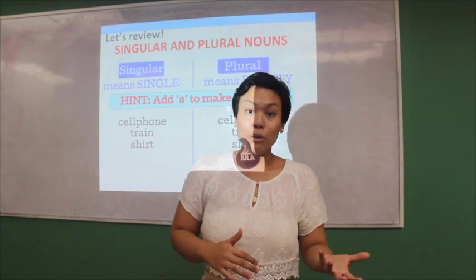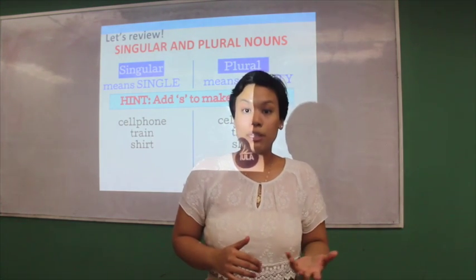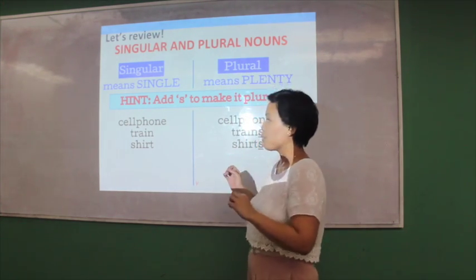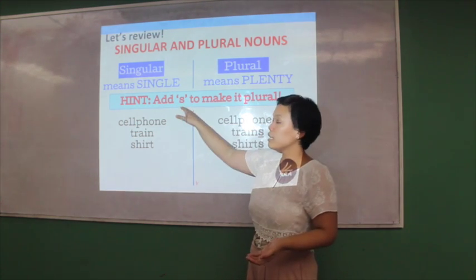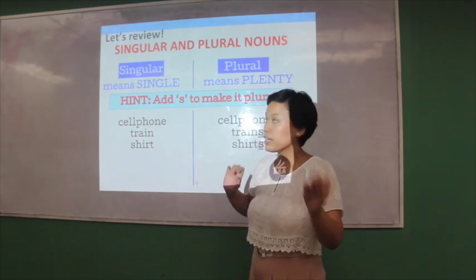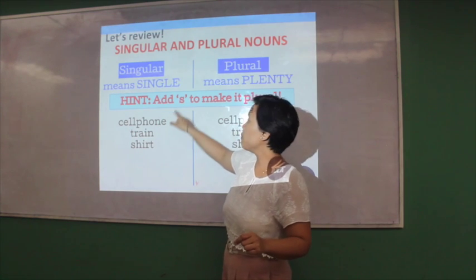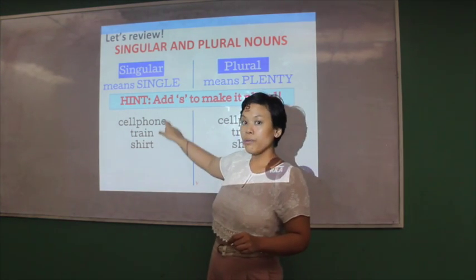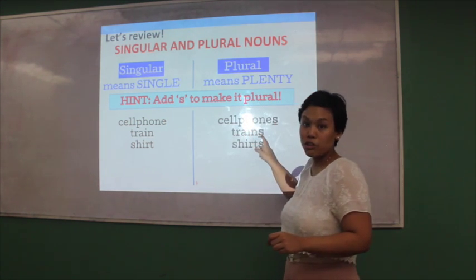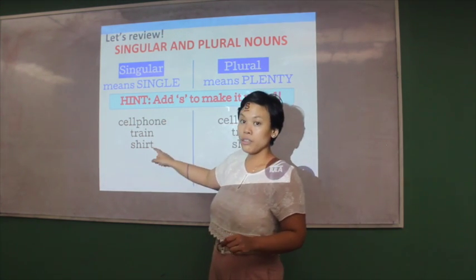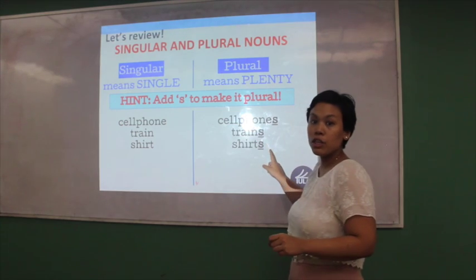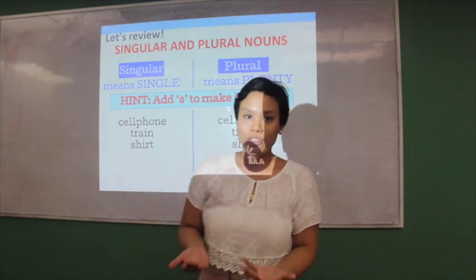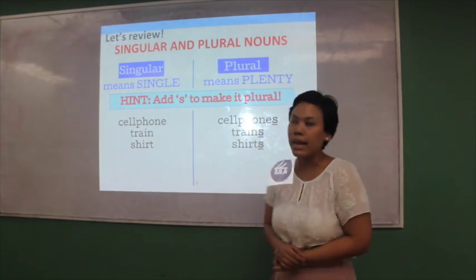Now, you already know some of the special rules that we follow, but for most words, this is all you need to do. For example, cell phone, when you add S, becomes cell phones. Train, when you add S, becomes trains. And shirt, when you add S, becomes shirts. Let's try it together in this next slide.